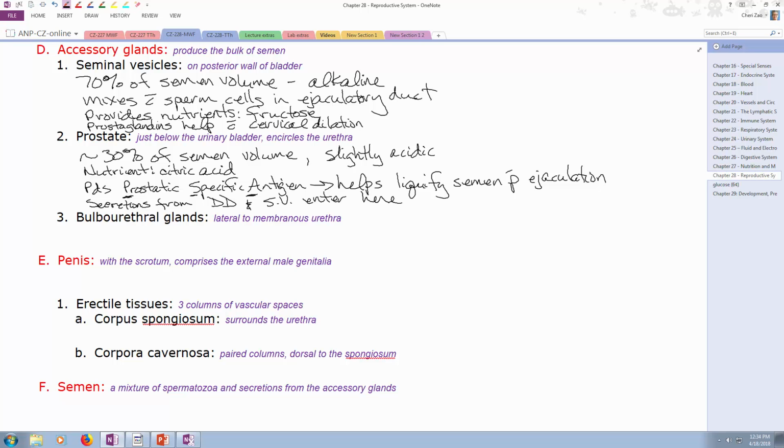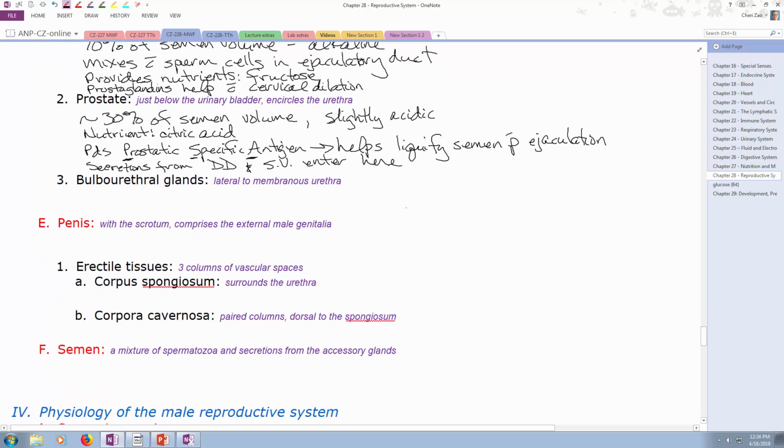All of that is going to go together to combine semen with some of the secretions from the bulbourethral glands, which is inferior to the prostate. So it's in the membranous urethra, not in the prostatic urethra. So the next part of the urethra is the membranous urethra, and slightly lateral to this, the bulbourethral glands produce the pre-ejaculate. The pre-ejaculate happens to be slightly alkaline.